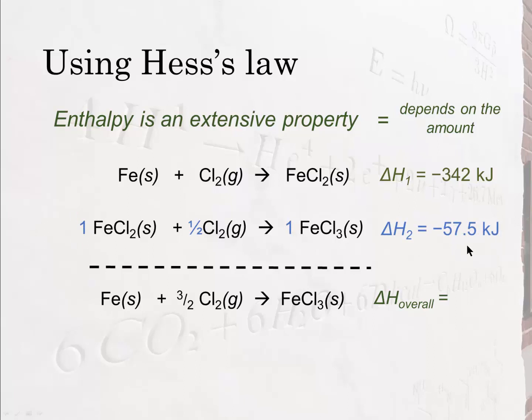Now the first two equations add up to the final equation, and FeCl2 cancels completely. The enthalpy change for the overall reaction is the sum of delta H for the individual steps. Negative 342 plus negative 57.5 equals negative 400 kilojoules when 1 mole of FeCl3 is produced from elemental iron and chlorine.